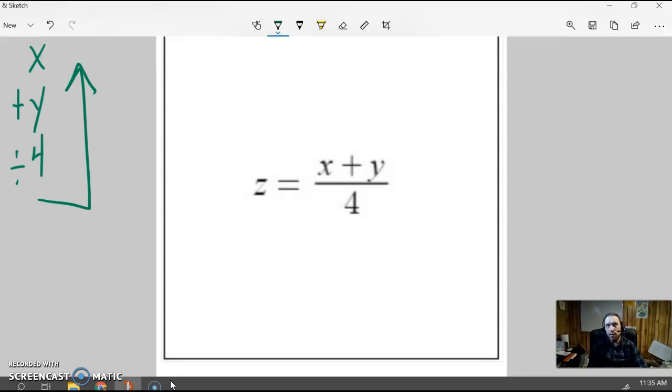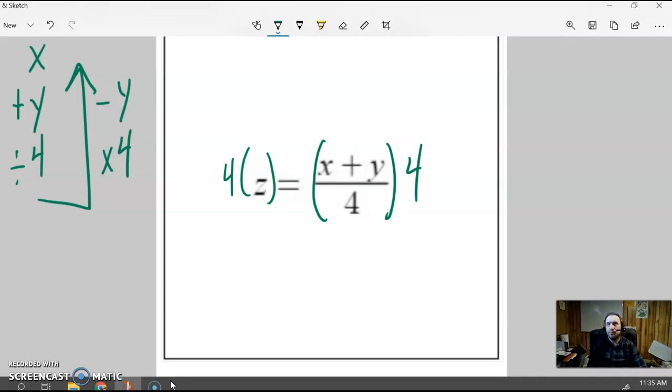Opposite of dividing by 4 is multiplying by 4. And then the opposite of adding y would be subtracting y. So we're going to do things in this order, going backwards, right? Multiply and then subtract. So how do I do this? Well, I need to multiply both sides of this equation by 4. That means everything here gets multiplied by 4.